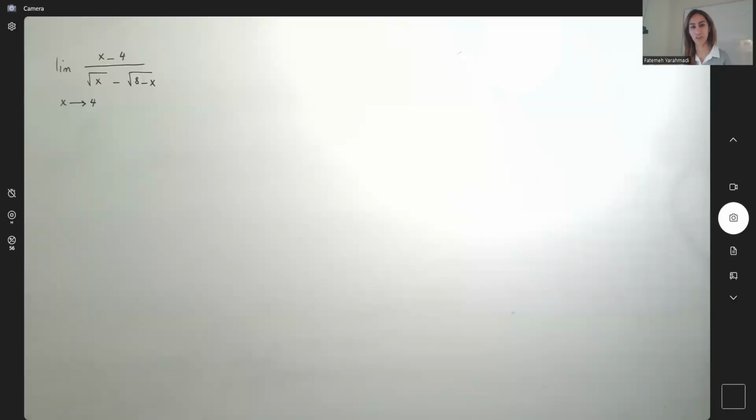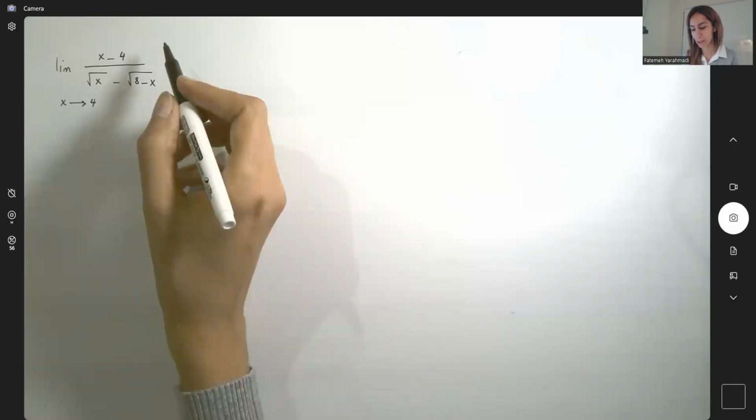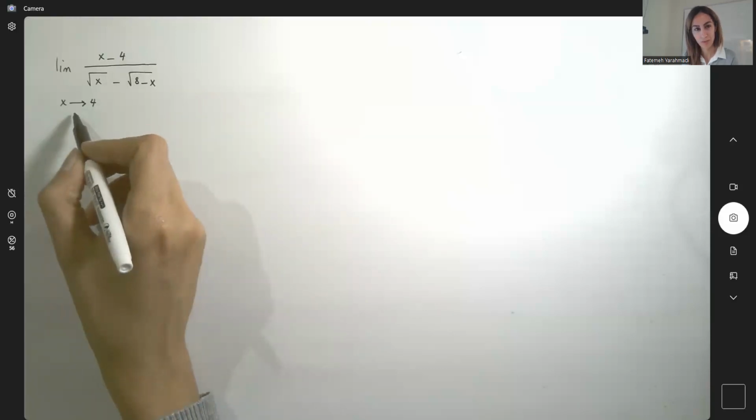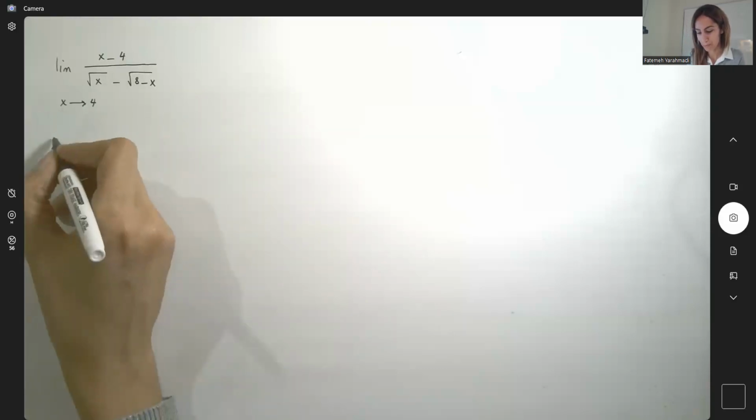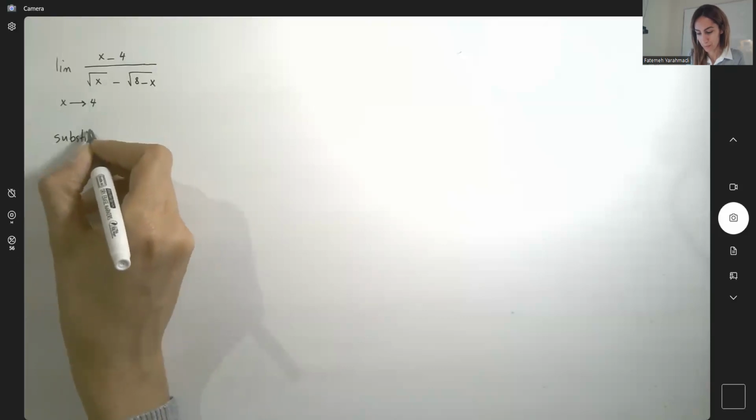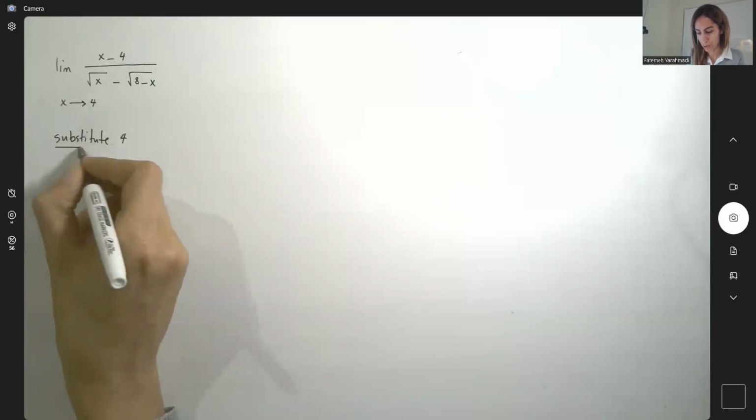Let's solve the following question. We have another limit including square root. If you start plugging in 4, substitute 4, see what happens.